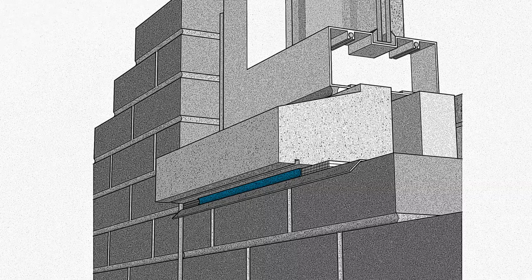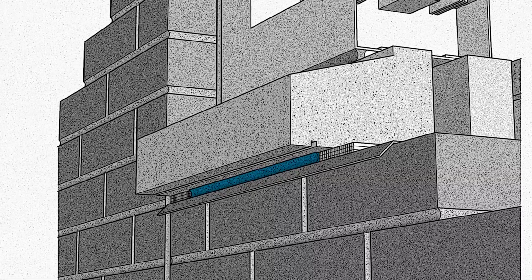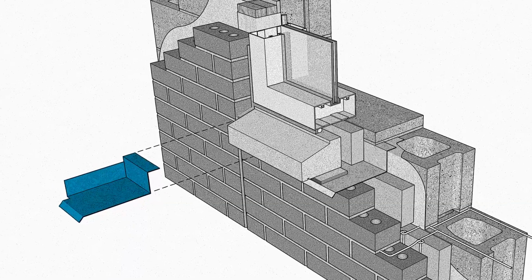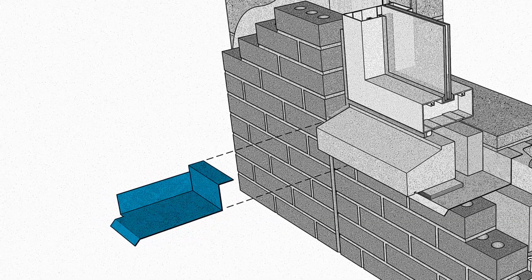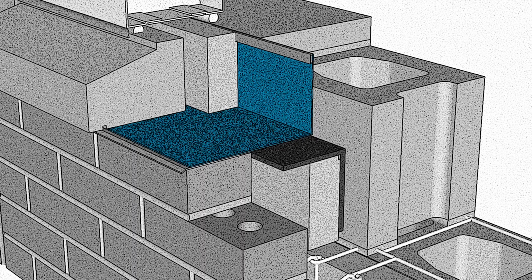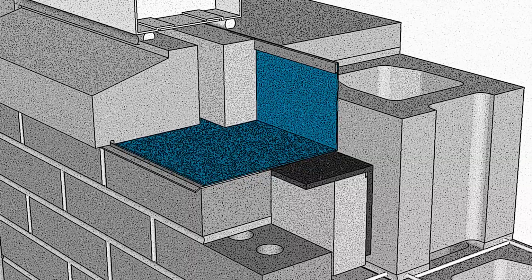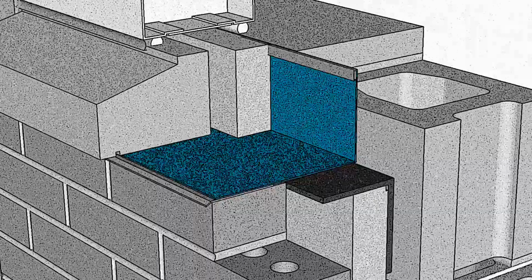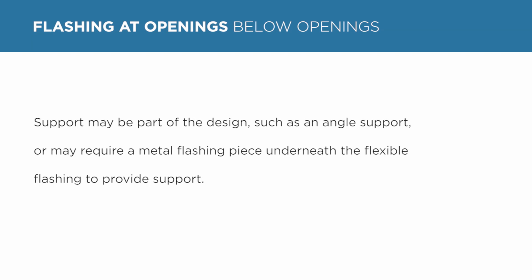The placement of flashing below openings is similar, although the units may be laid in a bed of mortar to maintain coursing, and the end dams are placed at the end of the sill material. Ensure that flexible and composite flashings are fully supported at flashing below openings, or angled to the back of the units, as there may be no support of the flashing at the airspace. Support may be part of the design, such as an angle support, or may require a metal flashing piece underneath the flexible flashing to provide support.